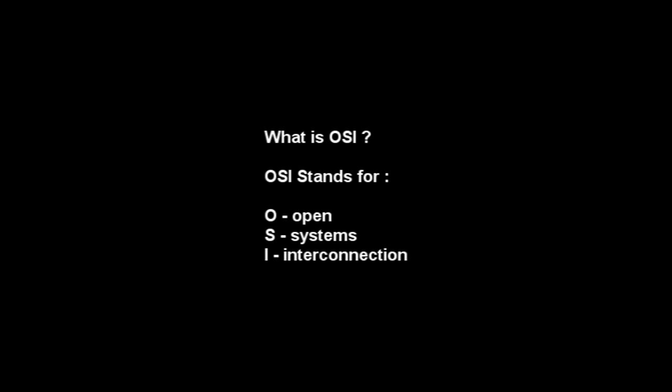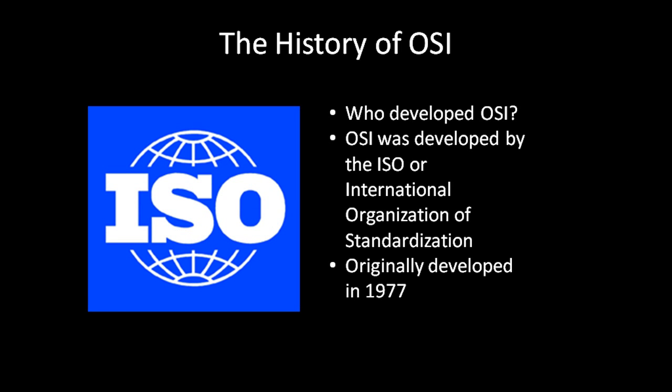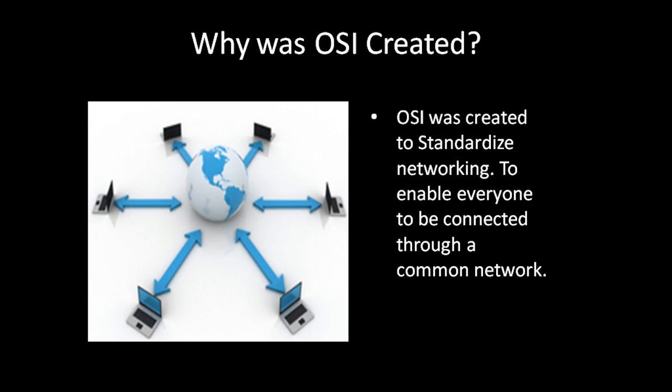What is OSI? OSI stands for Open Systems Interconnection. The history of the OSI. So who developed the OSI? The OSI was developed by the ISO, or International Organization for Standardization, originally developed in 1977. OSI was created to standardize networking to enable everyone to be connected through a common network.